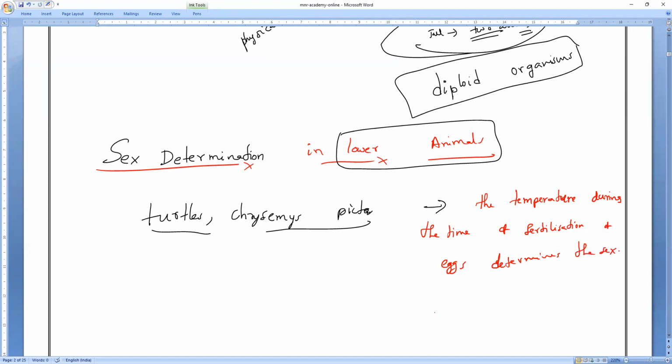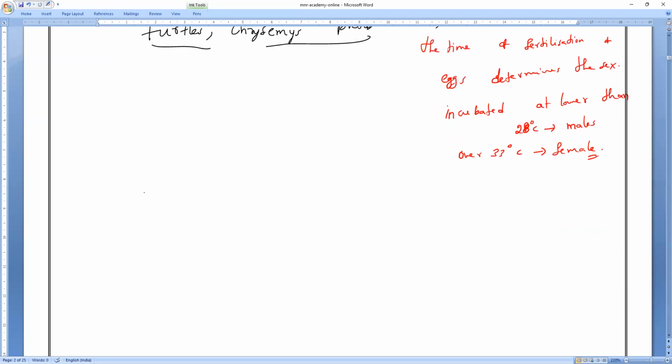For example, if the eggs are incubated at lower than 28 degrees Celsius, meaning the environmental temperature is less than 28 degrees Celsius, then male turtles will be produced. And if the temperature is above 33 degrees, then female turtles will form. Have you noticed that? Temperature decides whether it is male or female. That is the importance of environmental conditions.